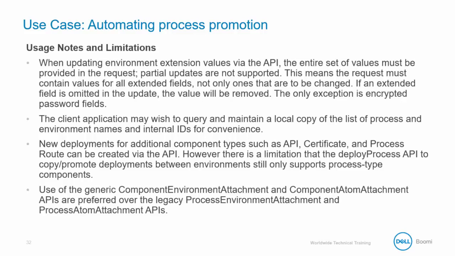When updating environment extension values through the API, the entire set of values must be provided in the request. So you cannot have partial updates because they will not be supported. This means the request must contain all the values for all the extended fields, not only the ones that are to be changed. So if an extended field is omitted in the update, the value will actually be removed. The only exception is encrypted passwords.